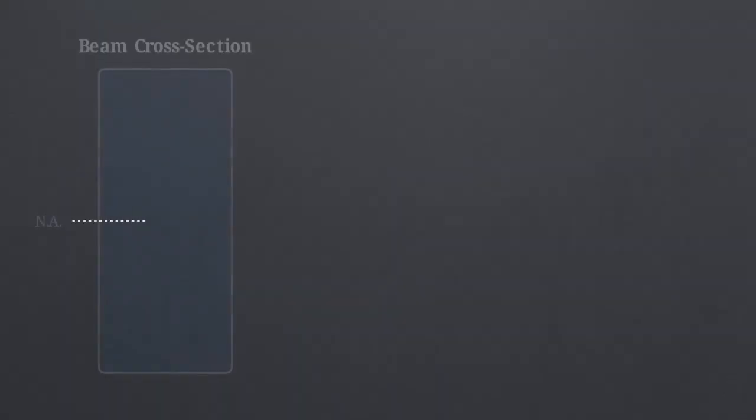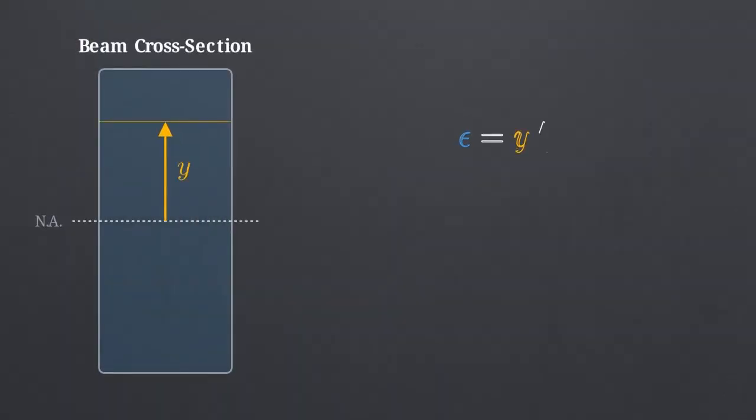We can measure how much the material stretches, a property called strain. Mathematically, this strain is the vertical distance from that neutral axis, y, divided by our radius of curvature, rho. Applying Hooke's law translates this geometric strain into physical force, normal stress, or sigma. Since we multiply the strain by the material's stiffness, or Young's modulus, the stress inherits that same linear relationship.